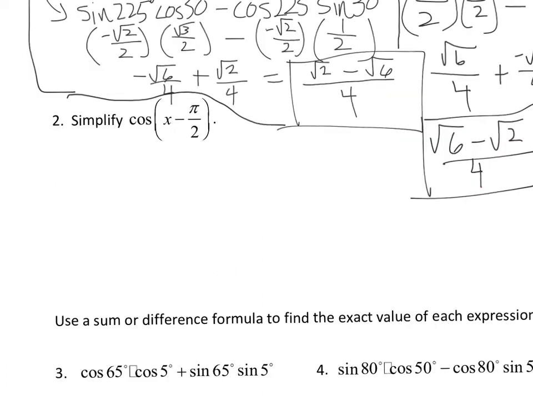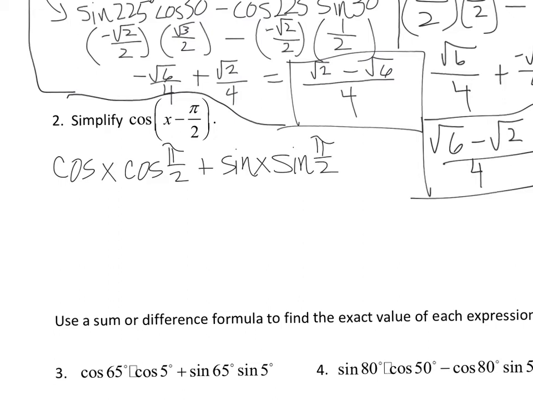Simplifying cosine of x minus pi over 2, we are going to use our cosine difference formula, which goes cosine of alpha, which is x, times cosine of beta, which is pi over 2. Cosine difference has a plus sign, and then we have sine of alpha, in this case alpha is x, and then sine of beta, which is pi over 2.